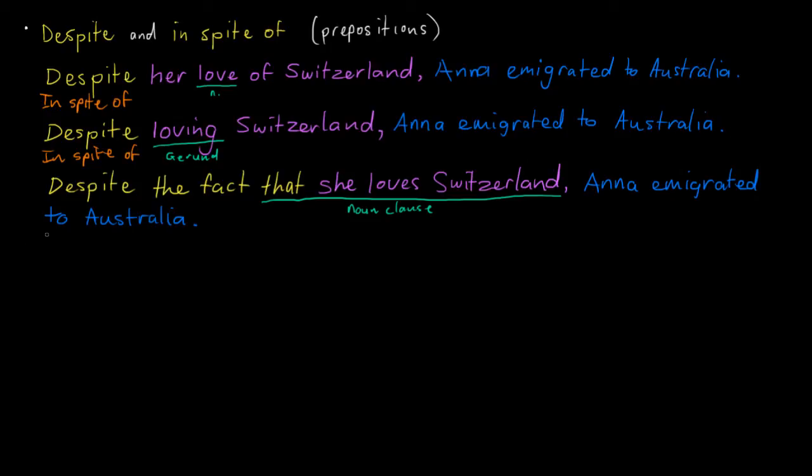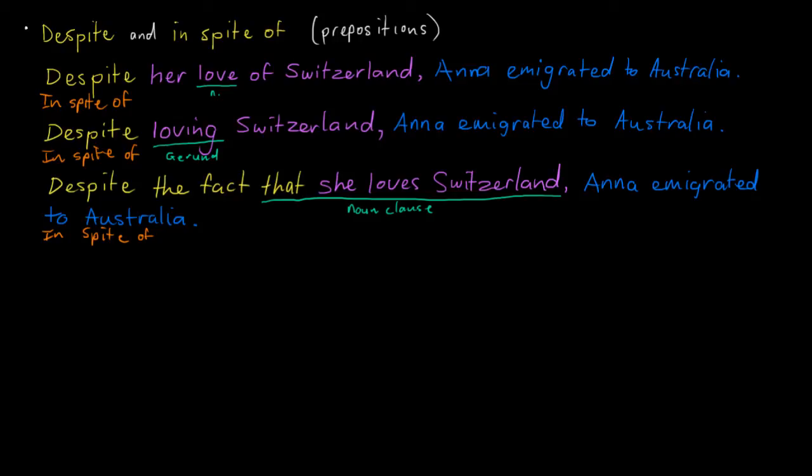And here as well, in spite of. So there's no change. So in spite of her love of Switzerland, and so on and so forth, and in spite of loving Switzerland, and in spite of the fact that she loves Switzerland. In spite of behaves just like despite, it's obviously three words instead of one, but it also needs to be followed by a noun.